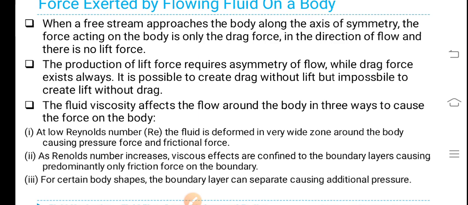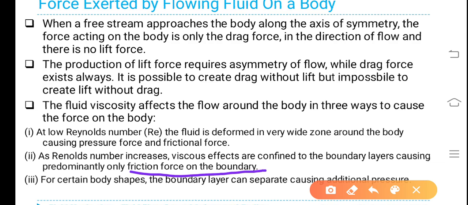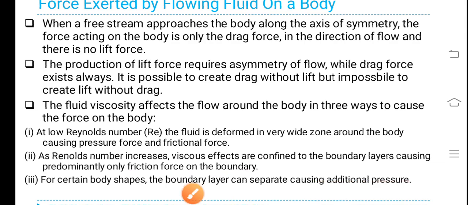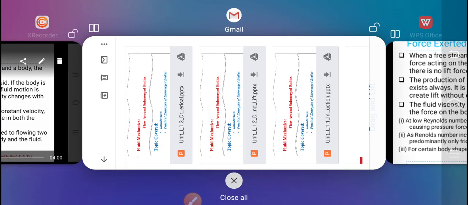So definitely this frictional force and pressure force are more dependent on Re. If it increases, then naturally it is confined to the boundary layers, causing predominantly only friction force on the boundary. For certain body shapes, the boundary layer can separate, causing additional pressure.